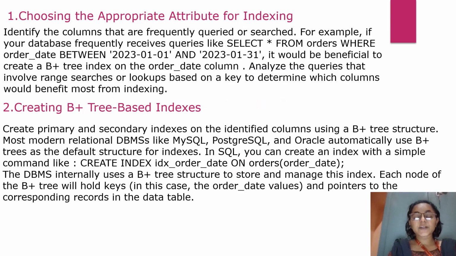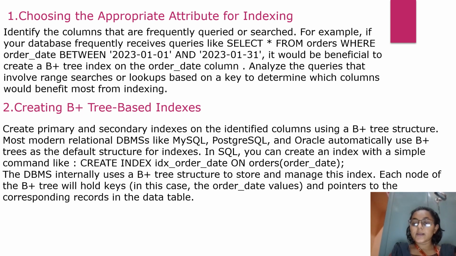Now, some methods to optimize data retrieval: choosing the appropriate attribute for indexing. Identify the columns that are frequently queried or searched. First, we have to identify the query which is frequently used. For example, a database frequently receives queries like select star from orders where order date between 2023-01-01 and 2023-01-31. It would be beneficial to create a B plus tree index on the order date column.